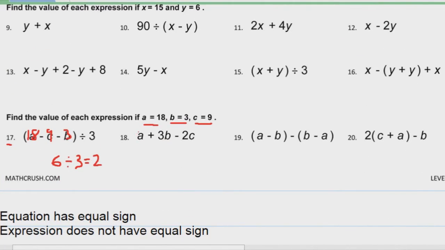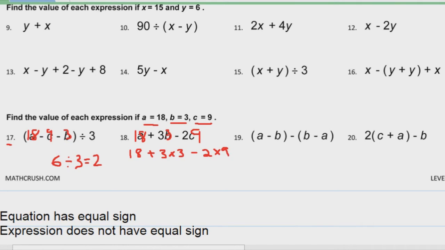All right, problem 18. You've got an A, which is going to be 18. You've got a B, which is going to be 3. You've got a C, which is going to be 9. Now, this could be a little tricky because you're like, wait a second, I've got 3 3 and 2 9. But remember, a number next to a variable means multiplication. So really, this is 18, then it's plus 3 times 3, and then you're going to minus 2 times 9.